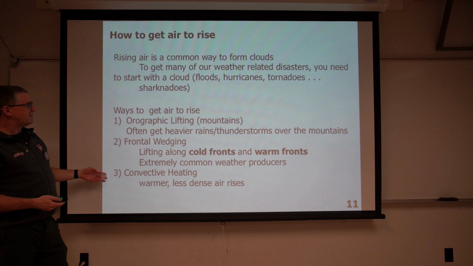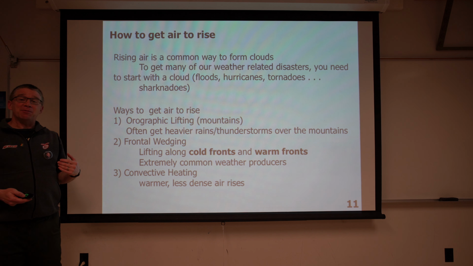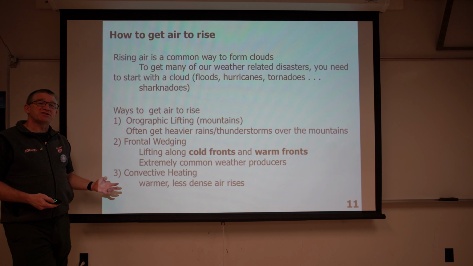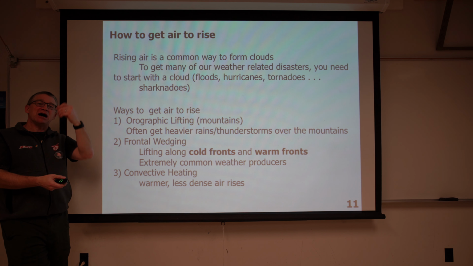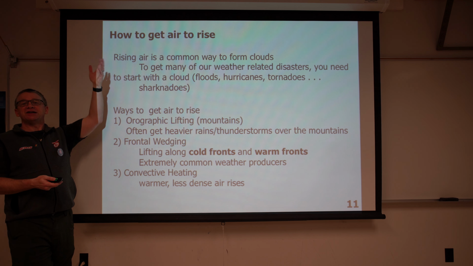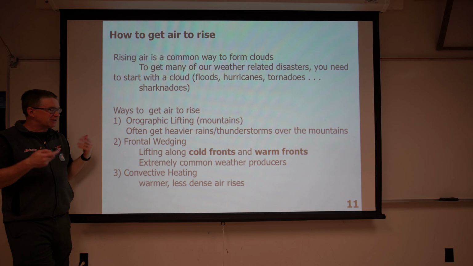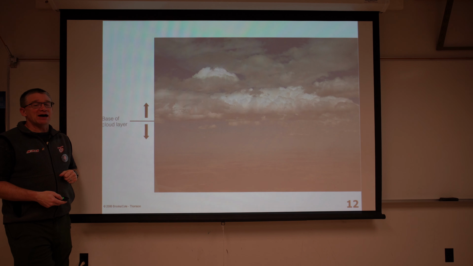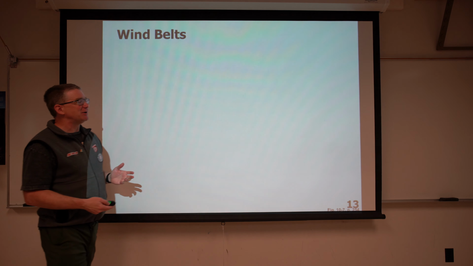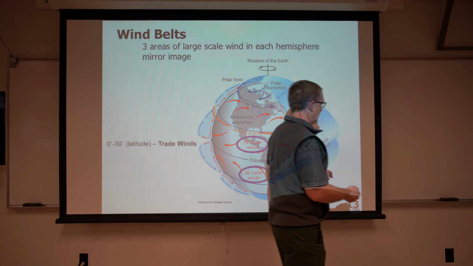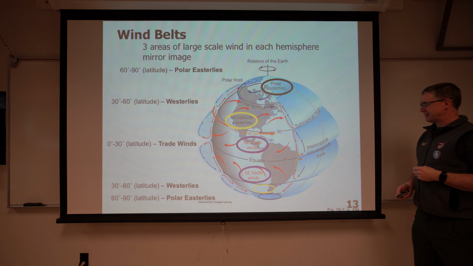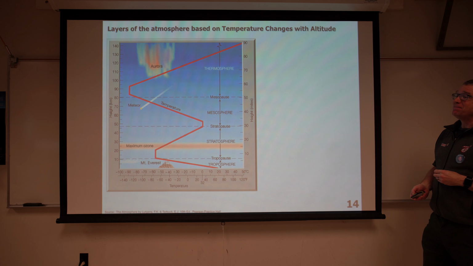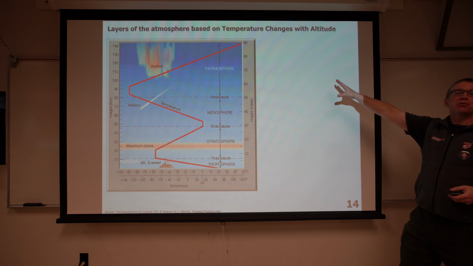And then convective heating. This is where we get uneven heating along the Earth's surface. So we get little pockets of less dense, warm air that wants to rise up. And as it rises, it cools, condenses, and eventually forms clouds. And we can get thunderstorms and things like that from that as well. So a variety of ways that we can get air to rise. And again, that rising air is important because it can, again, eventually lead to clouds and storms and things like that.